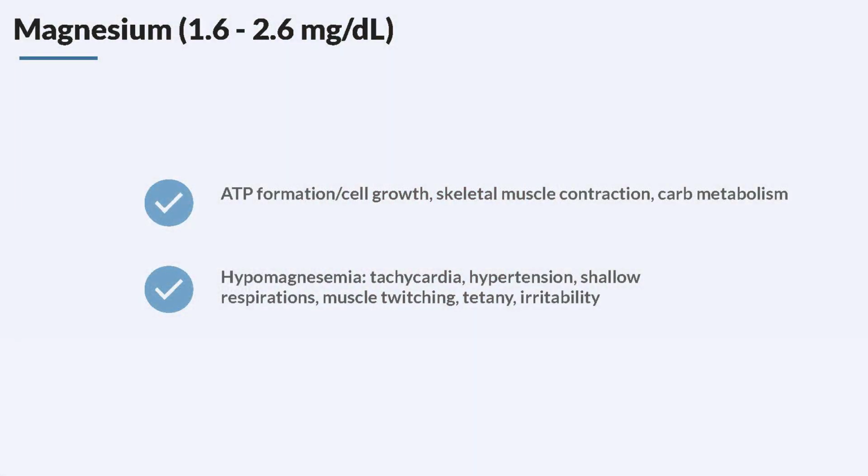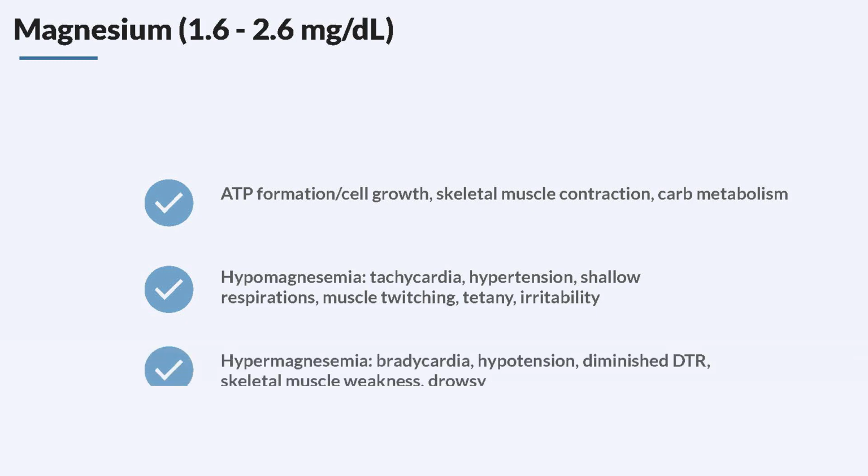What are we going to see in a patient who has hypomagnesemia? It's hard to say. It's a mouthful. We're going to see tachycardia, hypertension, shallow respirations, muscle twitching, tetany, and irritability. So that's hypomagnesemia. And what are we going to see when the patient has too much magnesium in their body, or hypermagnesemia? We're going to see bradycardia, hypotension, diminished deep tendon reflexes, skeletal muscle weakness, and the patient will be drowsy. All right, you guys, there's one more electrolyte that we're going to cover today, and that is calcium.